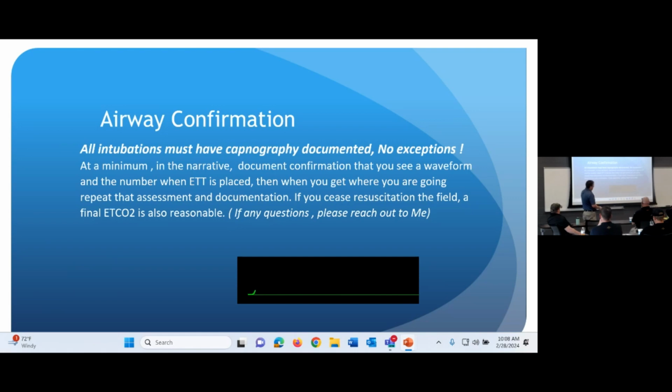So food for thought. You can use capnography with the Kings or with the iGels. If you're placing one of those, use capnography as well. If you don't have capnography, you're not ventilating the patient. Think about doing something different.